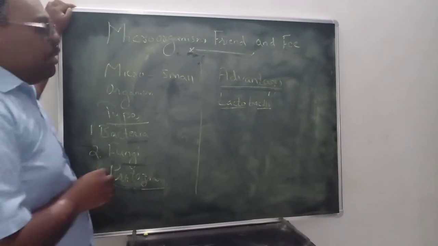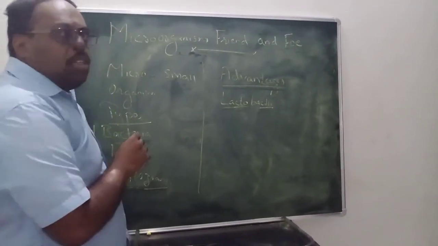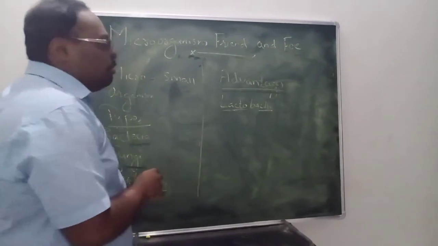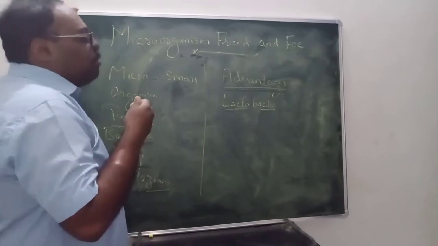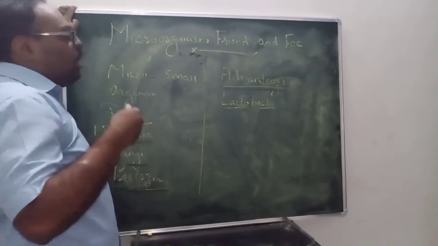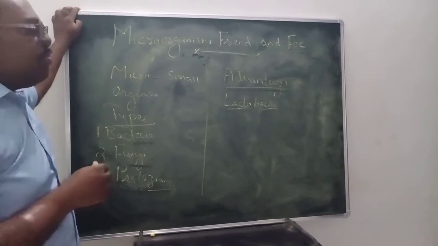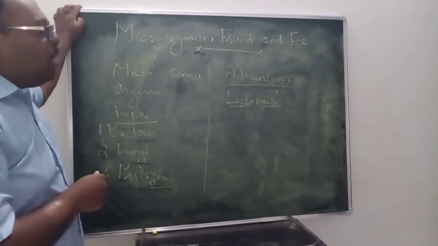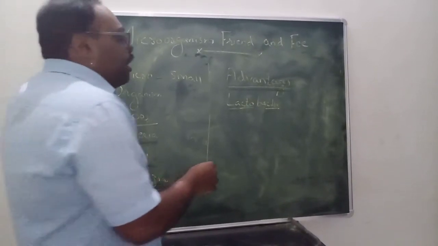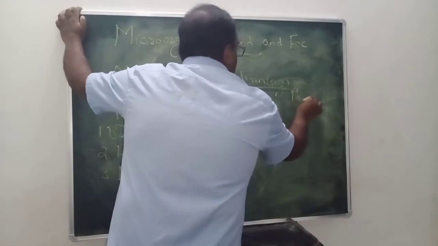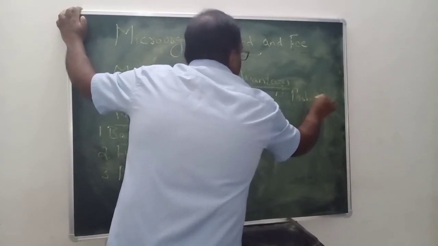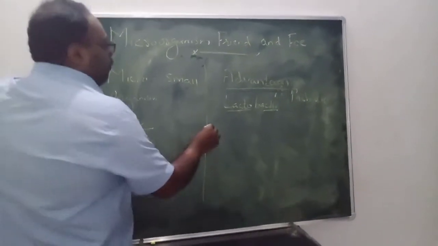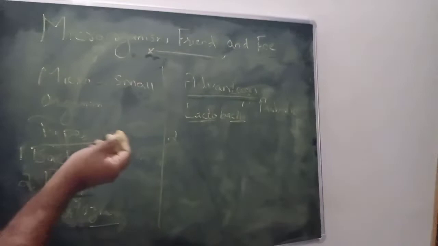This lactobacilli species is found inside the milk, and it helps in the formation of curd. Since it helps in the formation of curd, it is also used as a probiotic. Probiotic means it helps in digestion. They are helping.